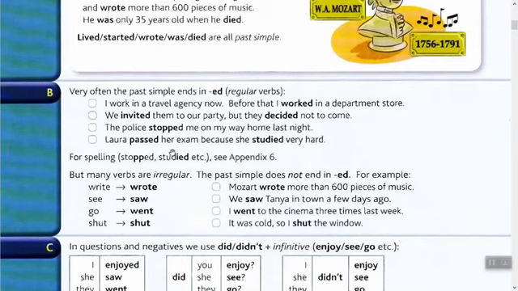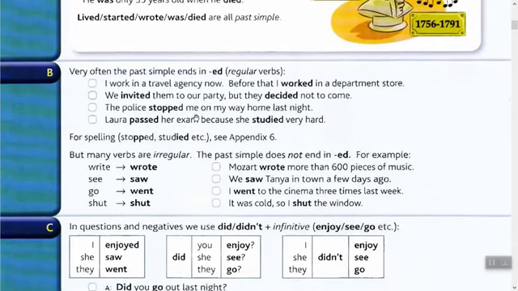You see, sometimes we double the letter here. Why? Because it's for spelling. Sometimes we change Y to I. You can see appendix 6 at the end of the book. Note appendix 6 for more about spelling.